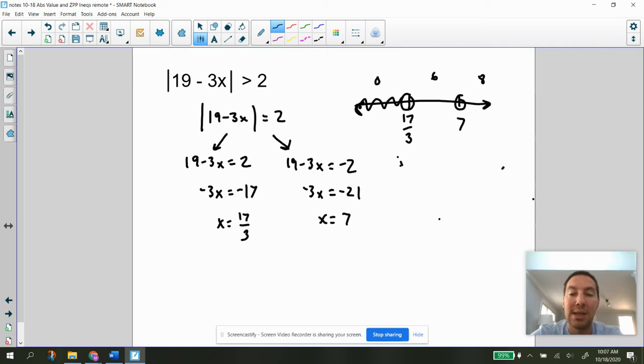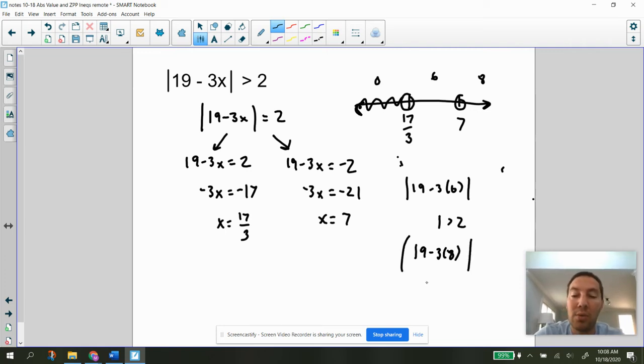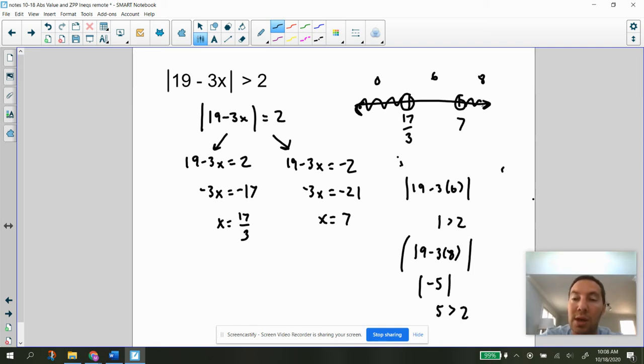How about 6? That would be the absolute value of 19 minus 3 times 6. 19 minus 18 is 1. Is 1 bigger than 2? It is not, so we don't squiggle in the middle. And then how about 8? 19 minus 3 times 8. That's 19 minus 24, which is negative 5. The absolute value of negative 5 is 5. 5 is bigger than 2, so we squiggle over here. And that's my final answer. Bigger than 7 and less than 17 thirds.